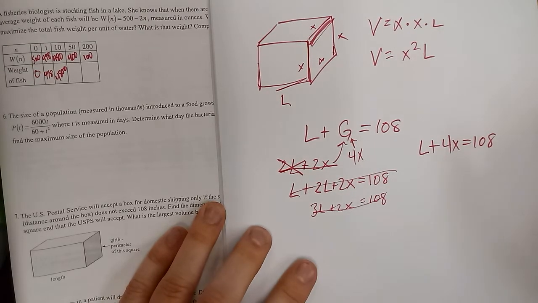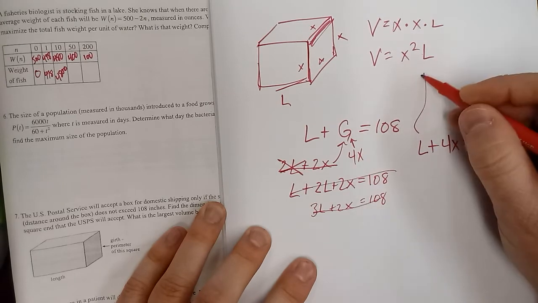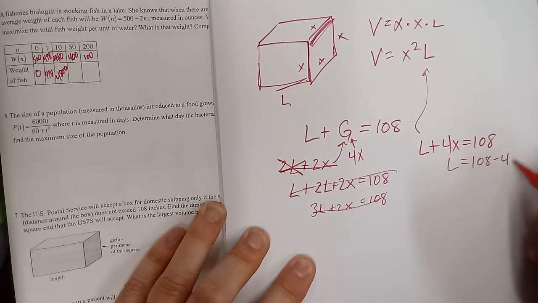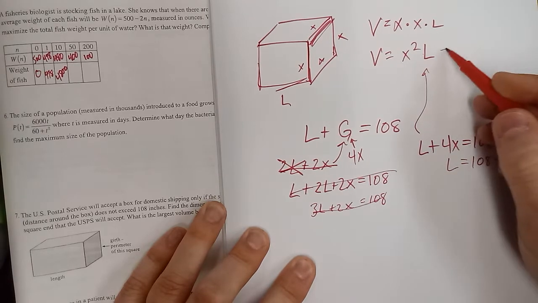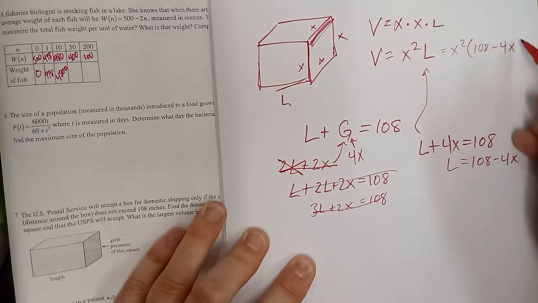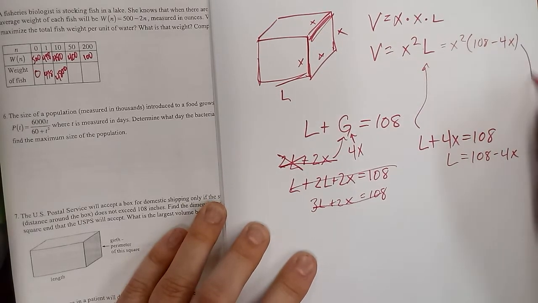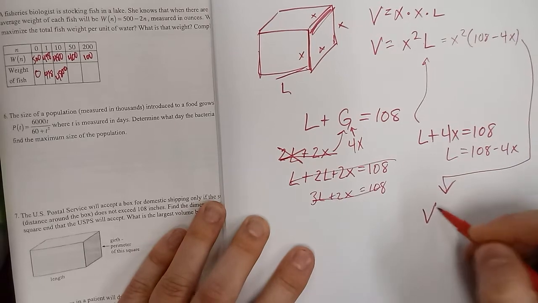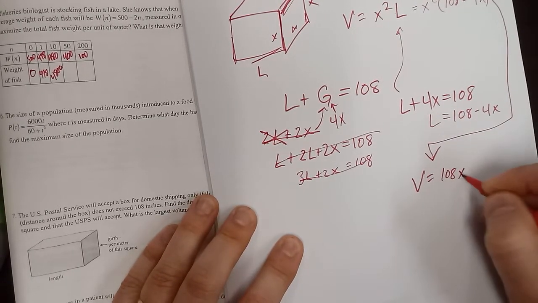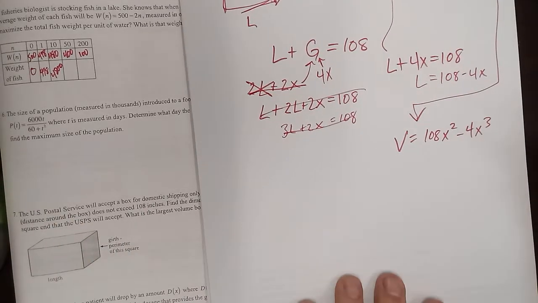So then I can go in here, I'll just replace L then, so I'll subtract the 4X from both sides. And so we'll get X squared times 108 minus 4X. So I'm gonna bring it down here. So volume is equal to 108 X squared minus 4X cubed. And so now just take the derivative and solve it.